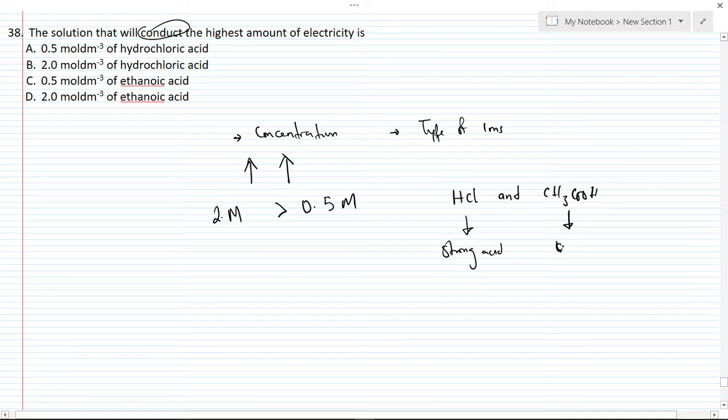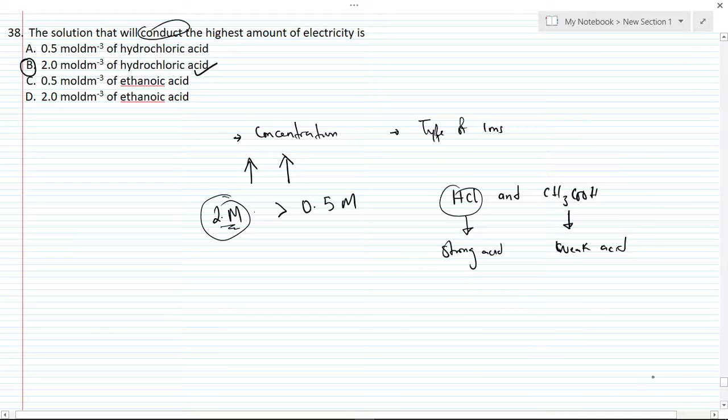So what this means is HCl being a strong acid would ionize completely, thus it would form ions 100% when dissolved in water. So this means there's going to be many more ions compared to a weak acid that would not ionize completely in water. So this means that when it comes to types of ion, HCl would conduct more electricity than ethanoic acid, and when it comes to concentration, the higher the concentration, the higher the conductivity. So we have 2 mole per dm cube of HCl. So the option that matches that is option B, and that's the correct option.